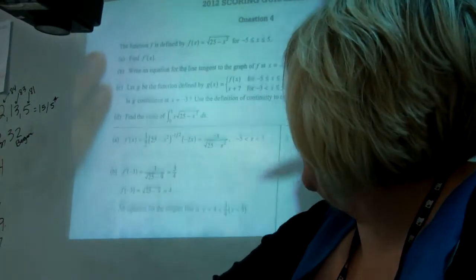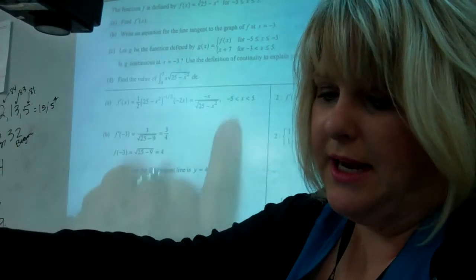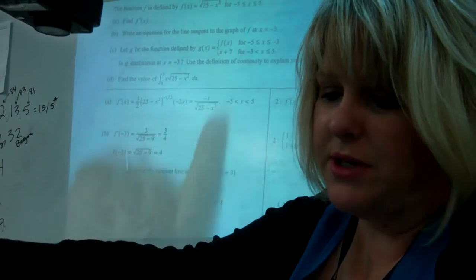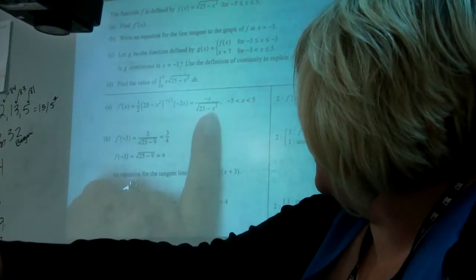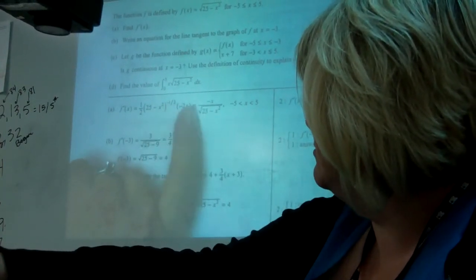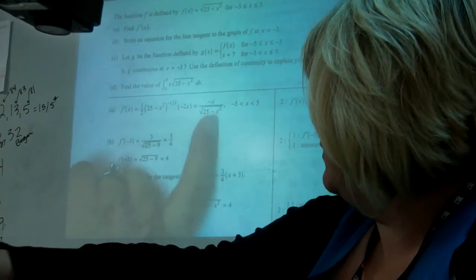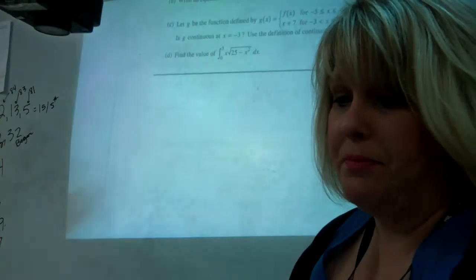Alright, so part A, and you don't have to have this, they're just repeating it from the problem. This is what you have to have. So negative x over the square root of 25 minus x squared, or you could leave it like this. Either of these is acceptable. And that's 2 points.